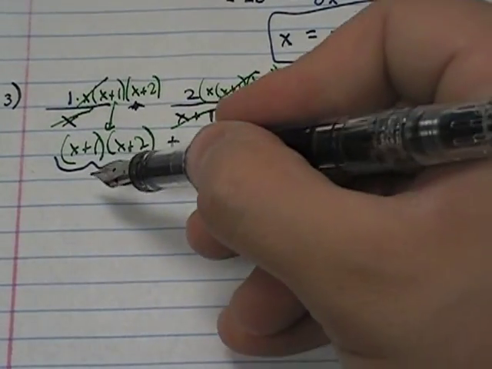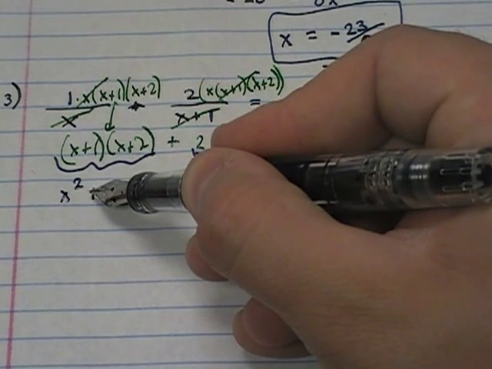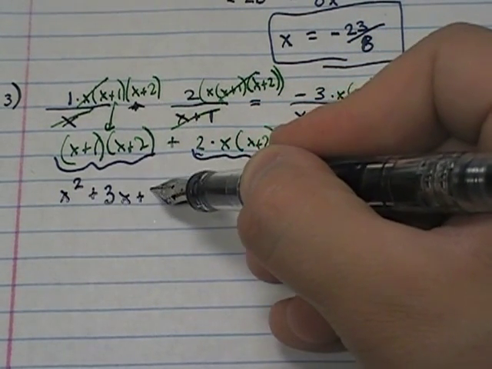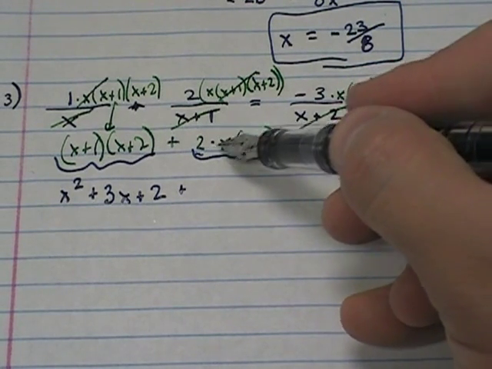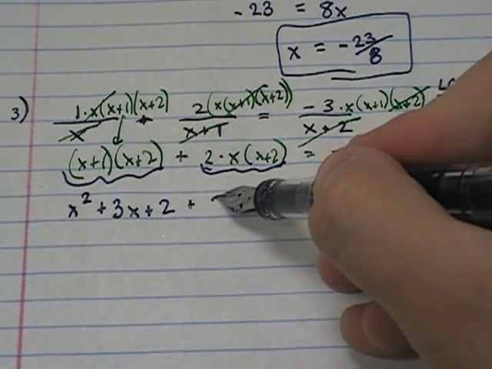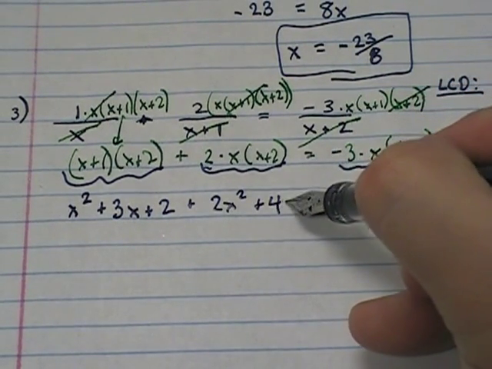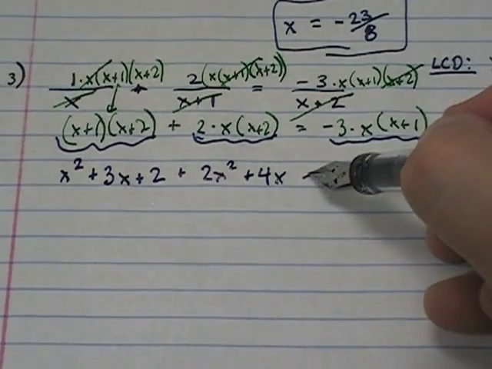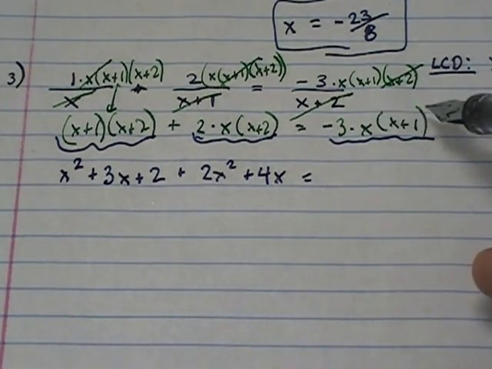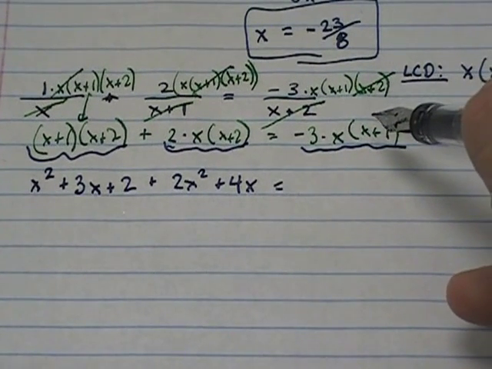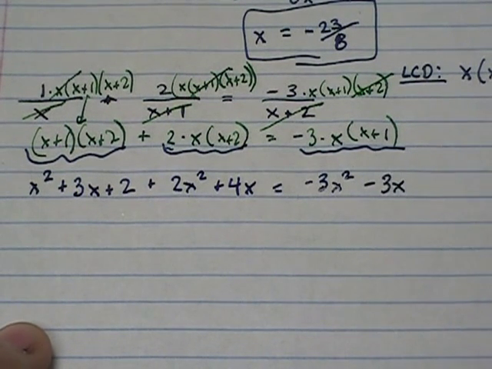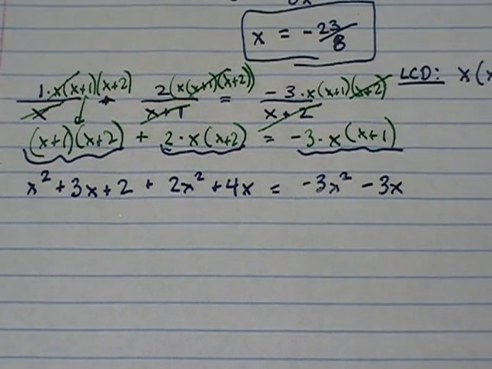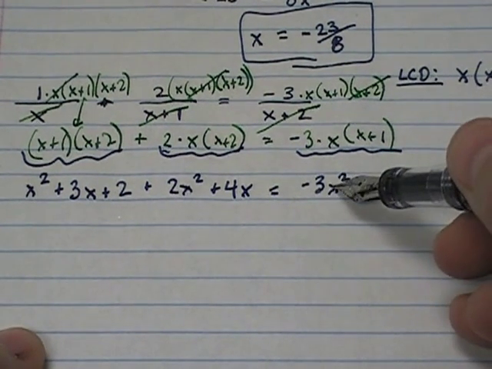I have x plus 1 times x plus 2, which gives me x squared plus 3x plus 2 plus, and here we're going to have 2 times x is 2x, and we're going to distribute that, so we get 2x squared plus 4x, and then here negative 3 times x is negative 3x, and we're going to distribute that, and we get negative 3x squared minus 3x.